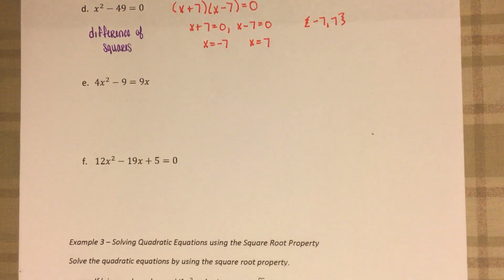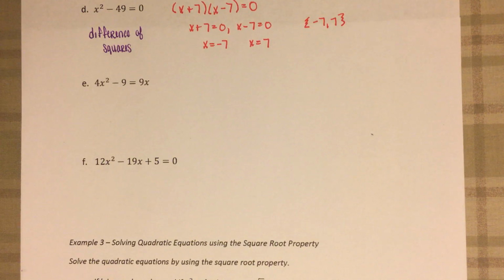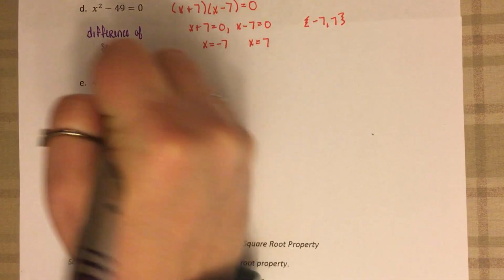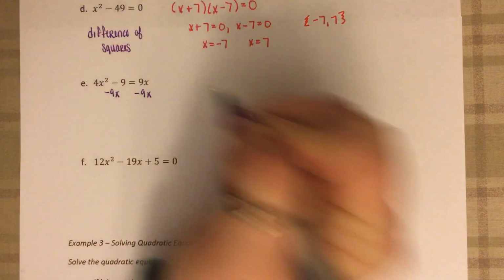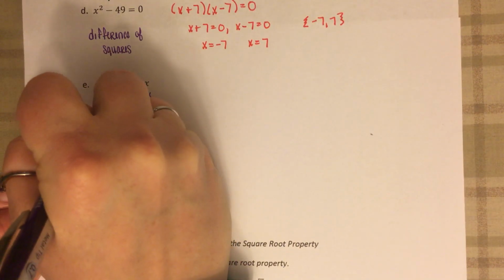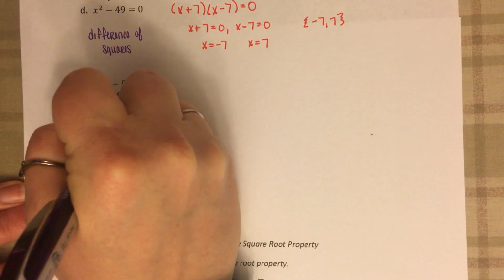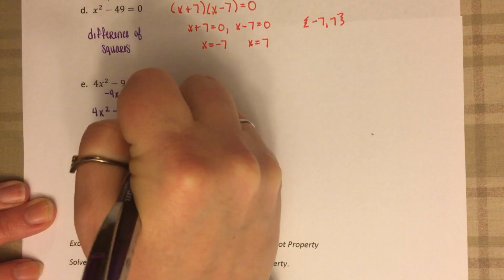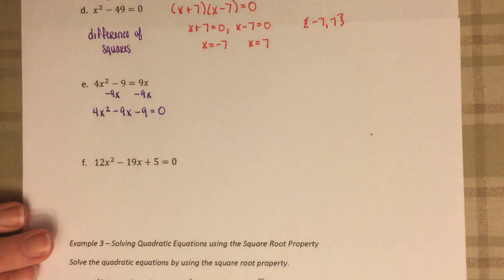Right. Looking at E. So like we did in example C up above, the first thing we want to do is we want to move over our term that is not in the correct place. Right. So we're going to subtract 9x from both sides. So we get 4x squared minus 9x minus 9 equals 0.